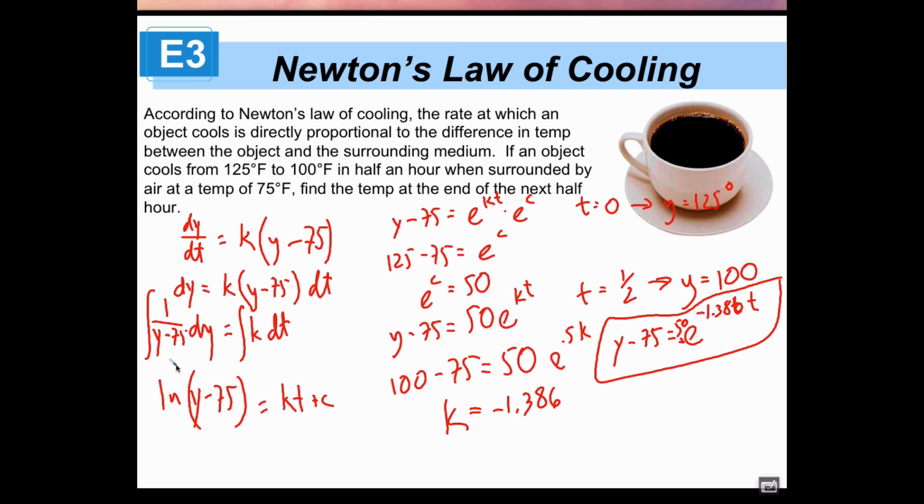The last question in the problem says find the temperature at the end of the next half hour. What's t? 1, correct. So we want to know at the end of the hour. Plug and chug, get an answer. What's the temperature after an hour? 87.5 degrees.